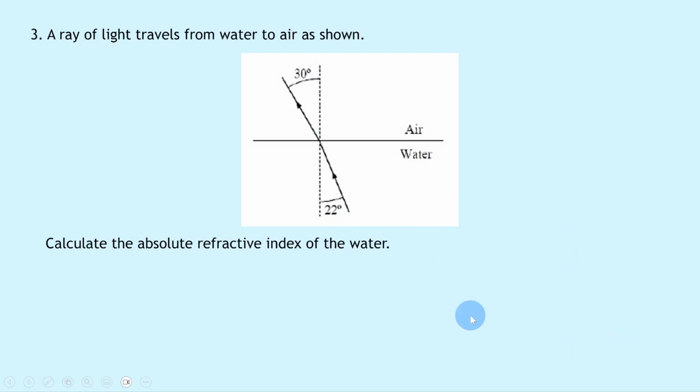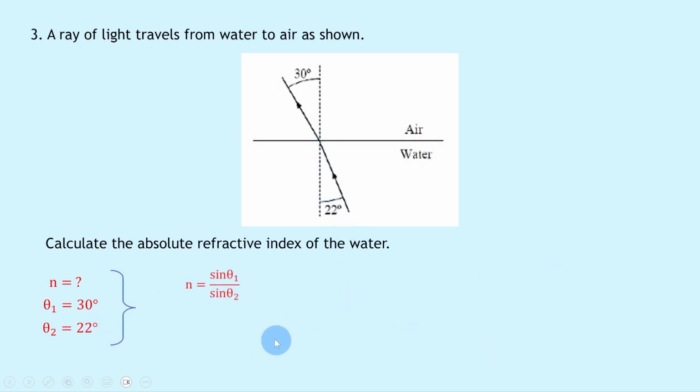Well, writing down what we know from the question, we're trying to find n. We know that theta 1 is 30 degrees here because remember theta 1 is always the angle in air, or the less dense medium, which is air in this case, and that angle is going to be the angle of refraction, which is the angle between the normal and the refracted ray. So theta 1 is angle in air, which is 30 degrees here, and theta 2 is angle in the denser medium, which is water, and that's the angle of incidence here, which is the angle between the normal and the incident ray, which is 22 degrees.